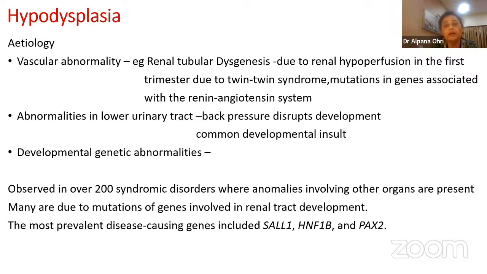But more often, it is thought that it's a common developmental insult which is affecting both the lower urinary tract as well as the kidneys. So this hypodysplasia has also been observed in over 200 syndromes where anomalies involving other organs are present. And many are due to mutations in the genes involved in the renal tract development. The most prevalent disease-causing genes are PAX2, HNF1B, and SALL1.